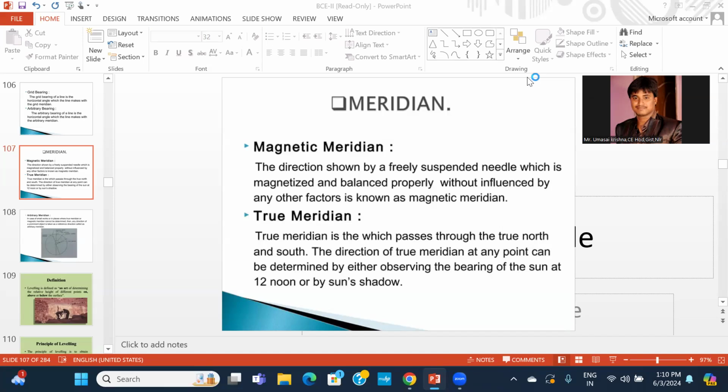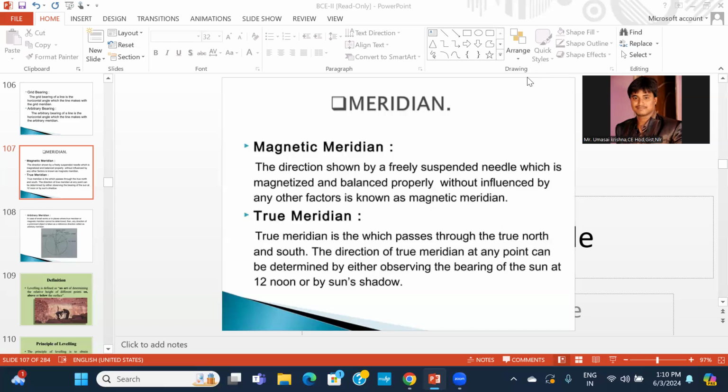Magnetic meridian is the direction shown by a freely suspended needle which is magnetized and balanced properly, without being influenced by any other factors. It is known as the magnetic meridian. For example, if we place a compass and it shows the north direction without the effect of any factors, then that meridian is known as the magnetic meridian.